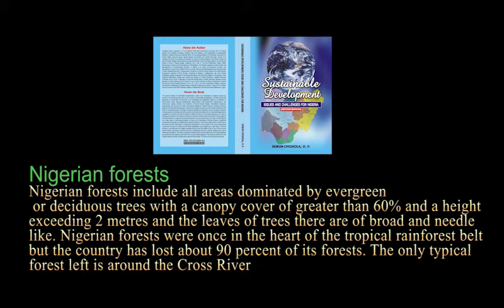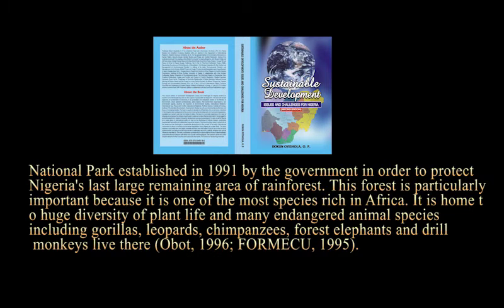Nigerian forests include all areas dominated by evergreen or deciduous trees with a canopy cover of greater than 60% and a height exceeding 2 meters, and the leaves of trees there are broad and needle-like. Nigerian forests were once in the heart of the tropical rainforest belt, but the country has lost about 90% of its forests. The only typical forest left is around the Cross River National Park, established in 1991 by the government in order to protect Nigeria's last large remaining area of rainforest.